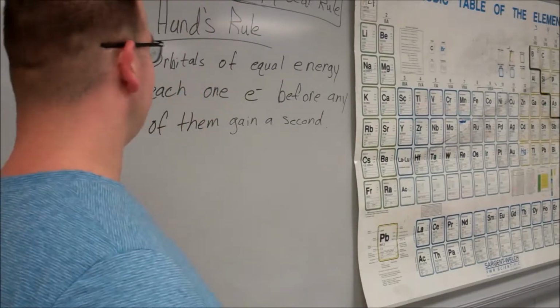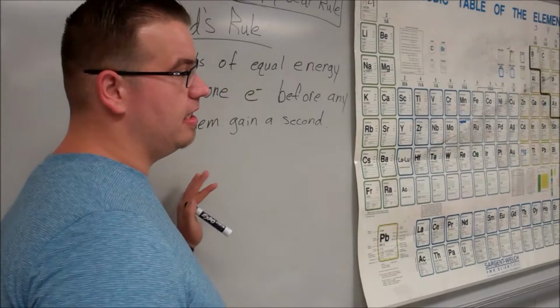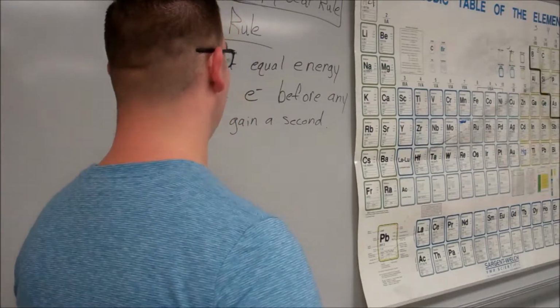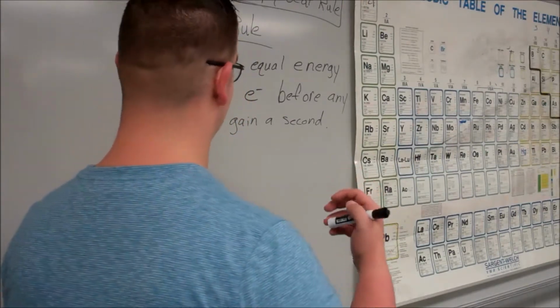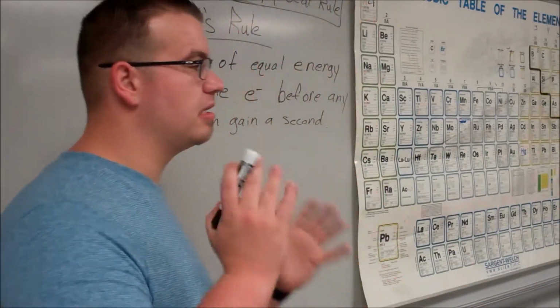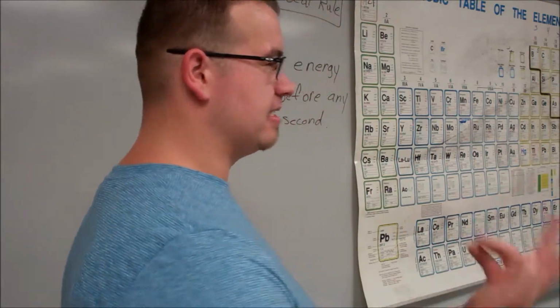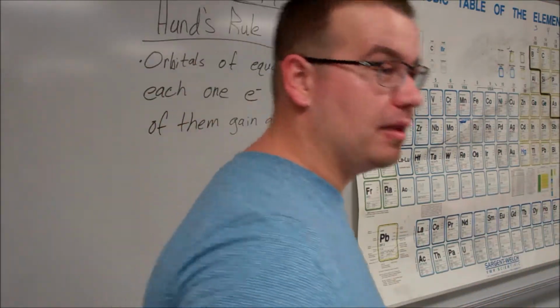So, this is the same thing. All this is saying is that this electron is going to fill these orbitals. If it's the same energy level, it's going to fill each orientation with one before it gets a second one. You're going to see what I'm talking about later on.